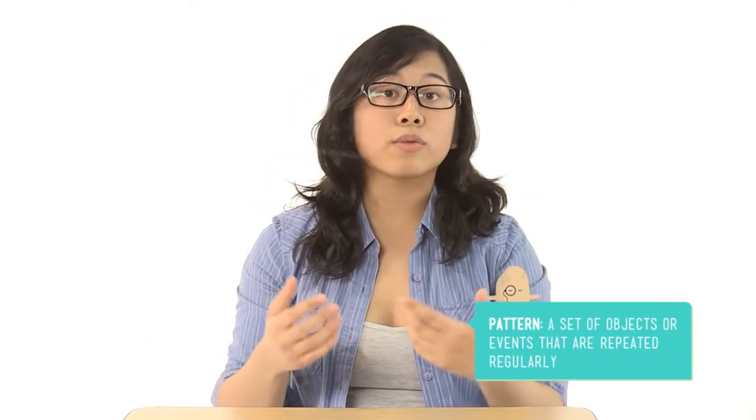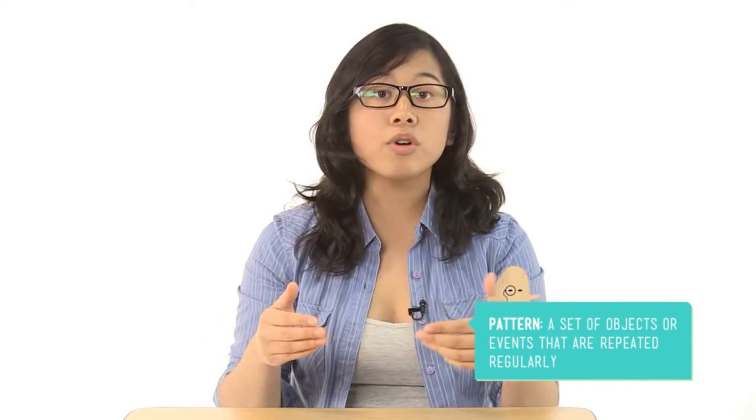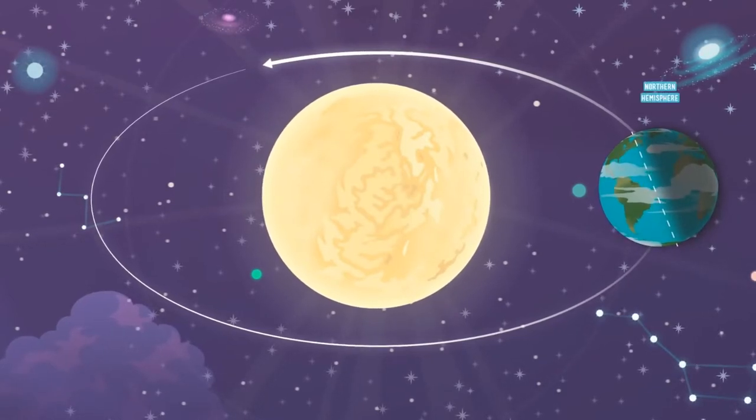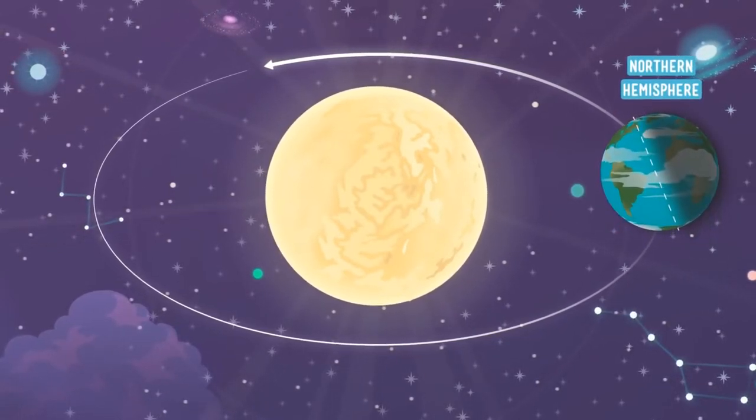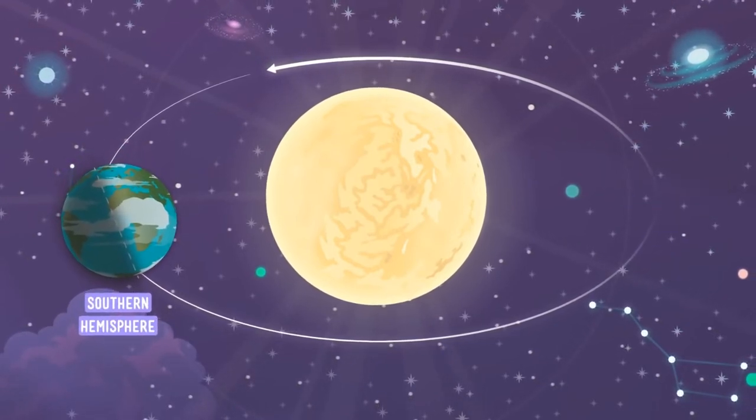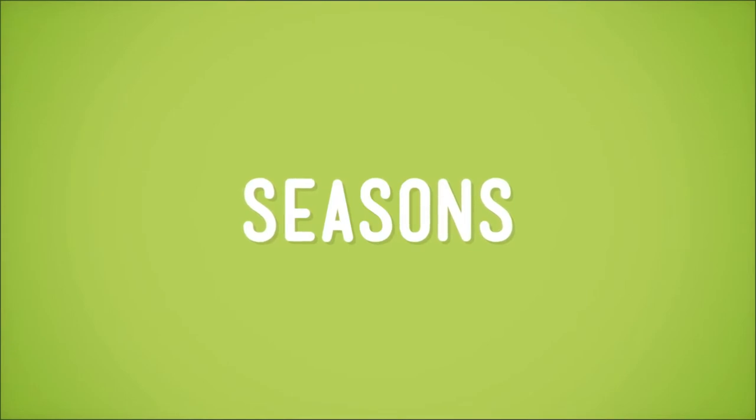So, why am I telling you all of this? Well, as the Earth travels around the Sun, it creates a pattern throughout the year. This pattern happens over and over again, and I'm sure you've noticed it. At certain times of the year, you see the northern hemisphere leans towards the Sun, and the southern hemisphere leans away. And at other times, the southern hemisphere leans towards the Sun, and the northern hemisphere leans away. That pattern, my friend, is what makes seasons.